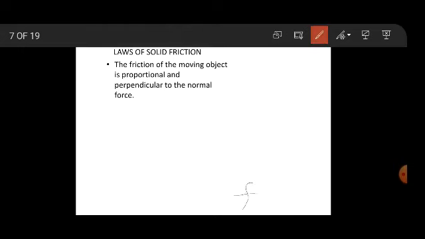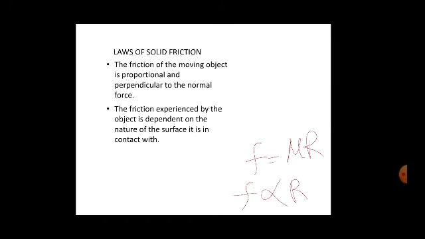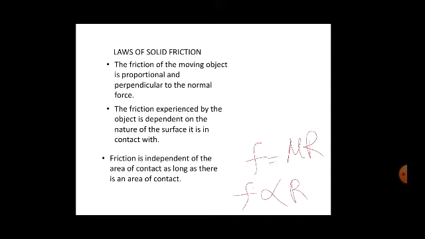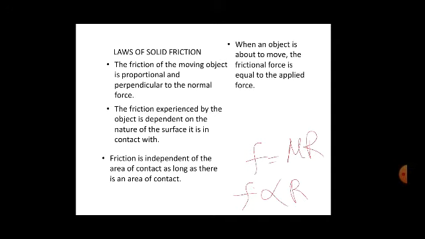That's why we say that F is proportional to R, meaning that F is equal to mu R. So the proportionality constant is the coefficient of friction. We see that the friction experienced by the object is dependent on the nature of the surface it is in contact with. Friction is independent of the area of contact, as long as there's an area of contact. It does not depend on area of contact.